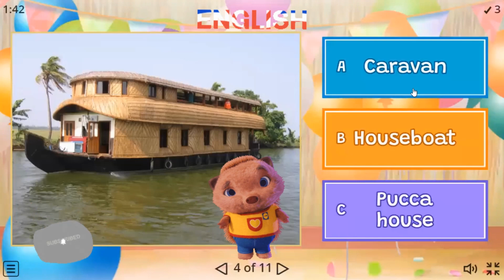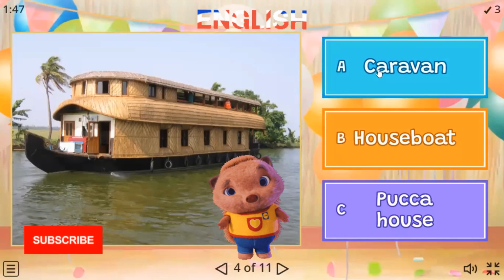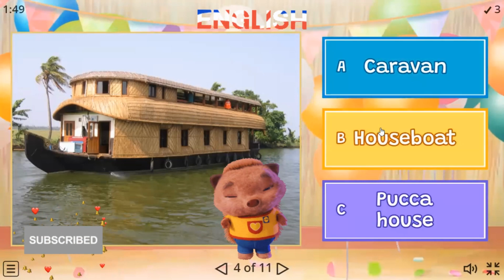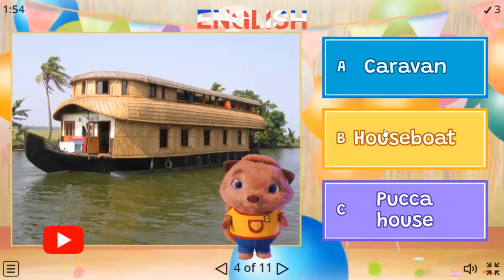Here comes the picture. Can you guess it? Which type of house is it? Option A, caravan. Option B, houseboat. Option C, pakka house. The correct answer is houseboat.